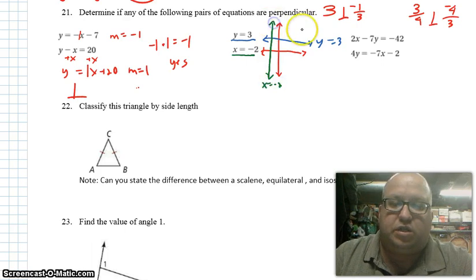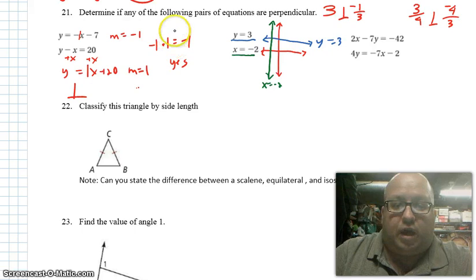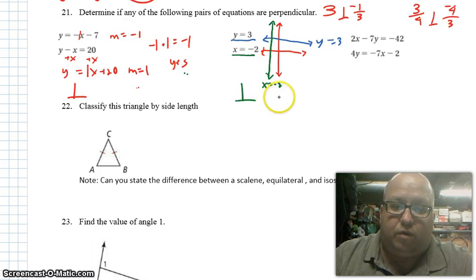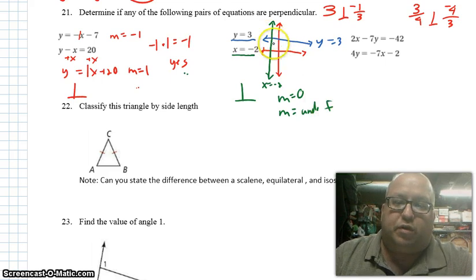It's just a rough sketch. Whenever you have exactly one y equals and one x equals line, they are perpendicular, even though one is slope 0 and one is slope undefined. Since one is perfectly horizontal and one is perfectly vertical, they will always be perpendicular.